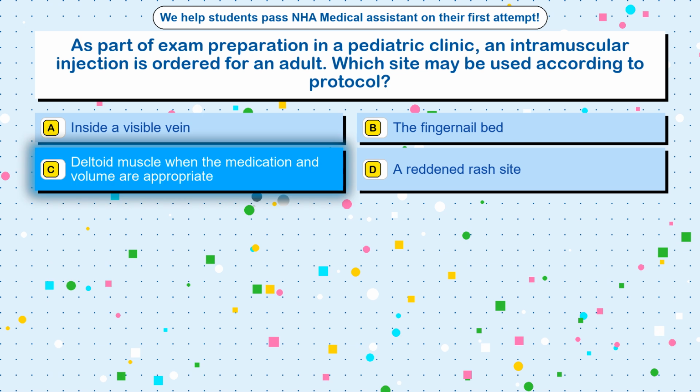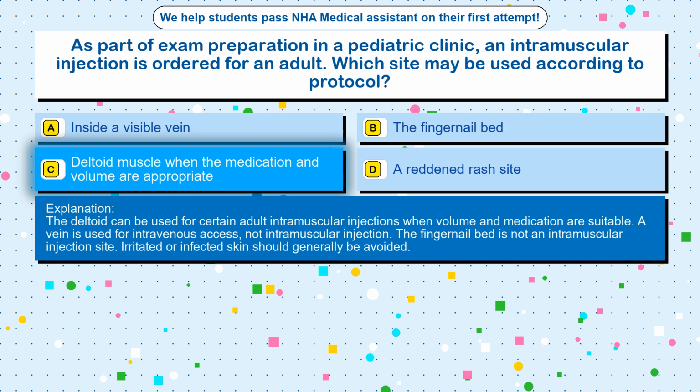The correct answer is option C. Deltoid muscle when the medication and volume are appropriate. The deltoid can be used for certain adult intramuscular injections when volume and medication are suitable. A vein is used for intravenous access, not intramuscular injection. The fingernail bed is not an intramuscular injection site. Irritated or infected skin should generally be avoided.